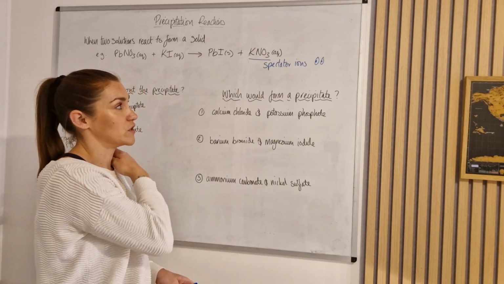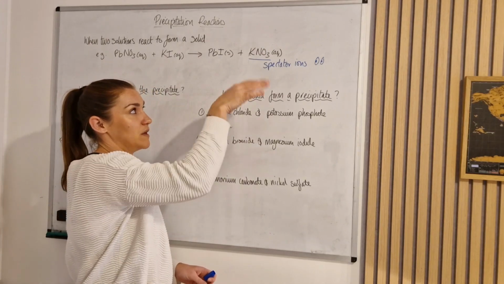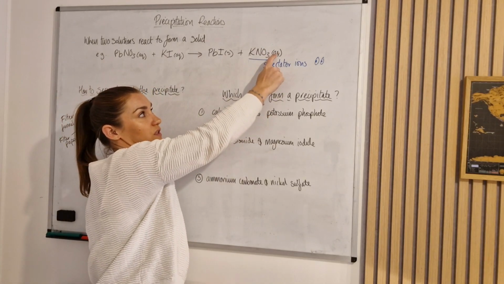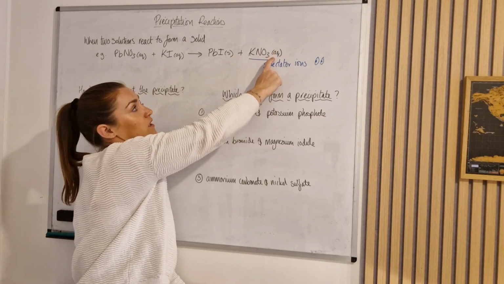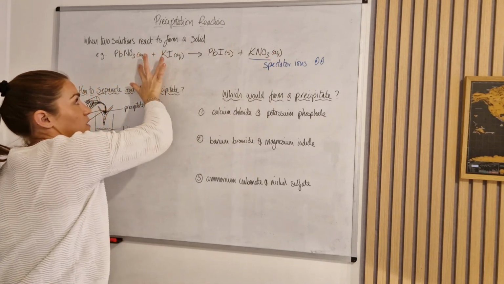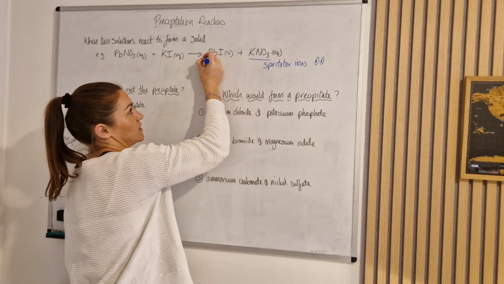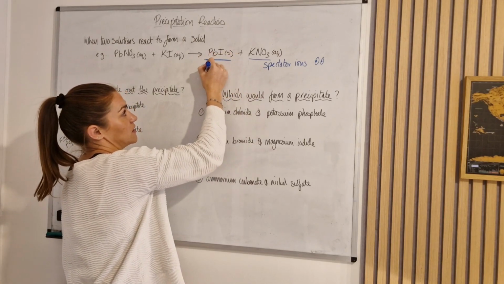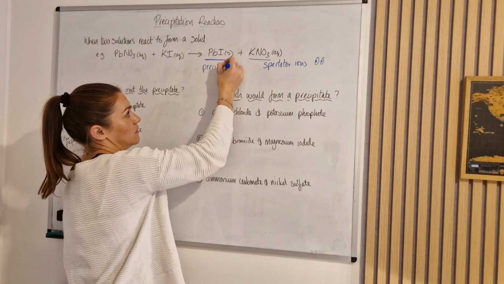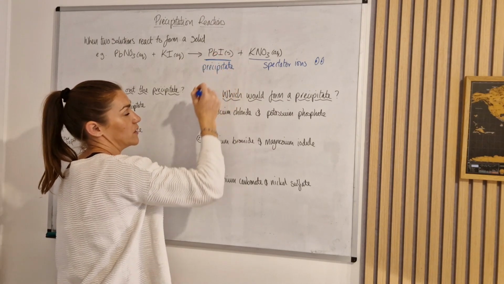Okay, so just remember the spectator ions are the ions that remain unchanged, and you want to look for the things that are still aqueous at the end. Just double check that they were in aqueous substances to start with. So these are our spectator ions. This is our precipitate, the solid that forms in the reaction.